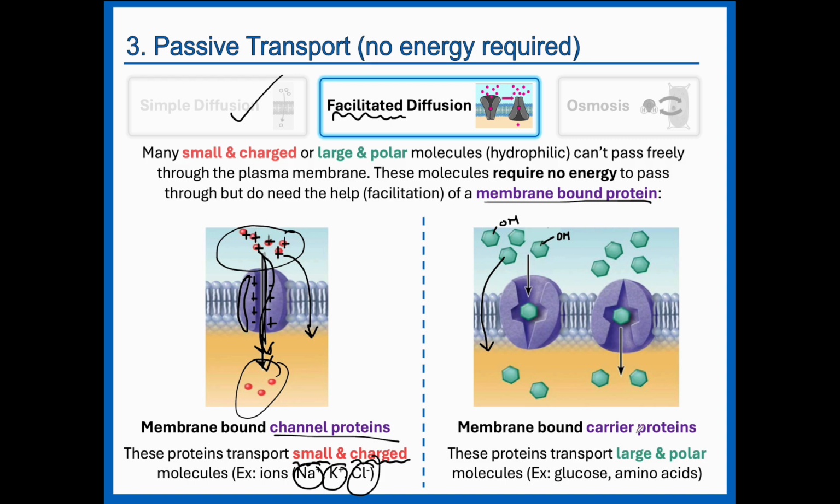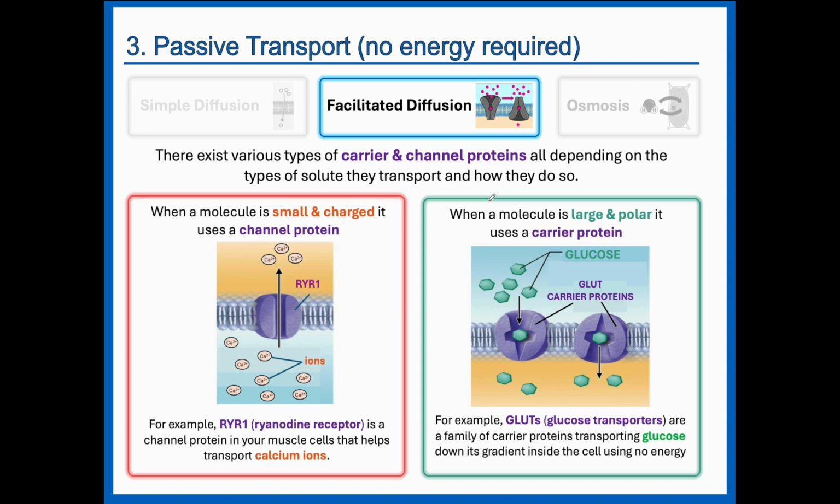Or you could go through a carrier protein. These proteins transport large polar molecules like glucose and amino acids. Remember, they're much bigger and they're polar. They're going to go through these carriers that actually change their shape. It'll bind in, change its shape, and send it out on the other side, right? So that's facilitated diffusion.